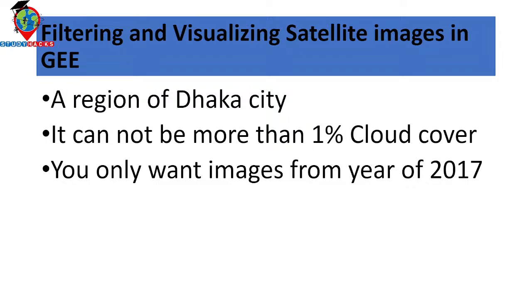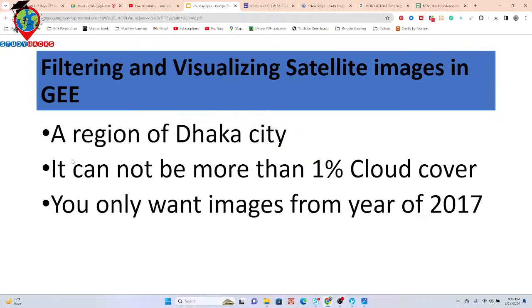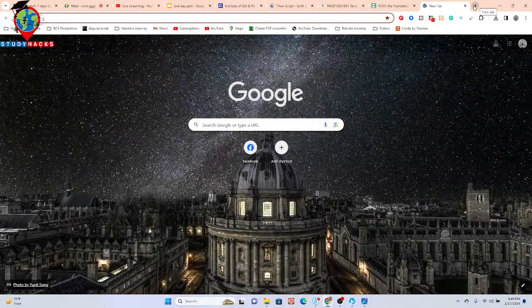So when you filter Landsat or Sentinel, it always depends on three factors. First factor is region of interest or study area. Second factor, image metadata, such as not more than 1% cloud cover. Third factor, specific time period. Suppose I need this image for the year 2017, or for the month of January 2017, or for the summer season or rainy season, or any specific time period. We can easily filter. So filtering depends on three factors, and you should always remember that. Now let's take a practical example of how it works. I simply open a new code editor.